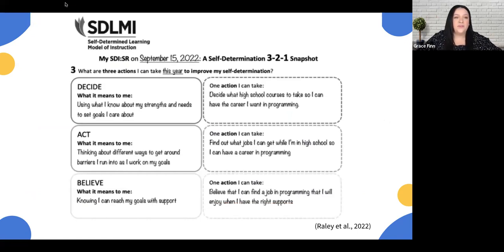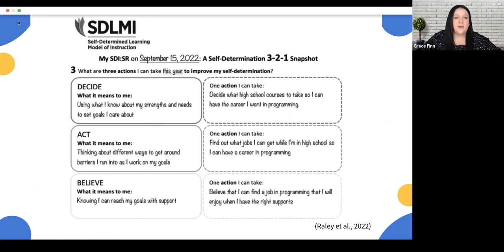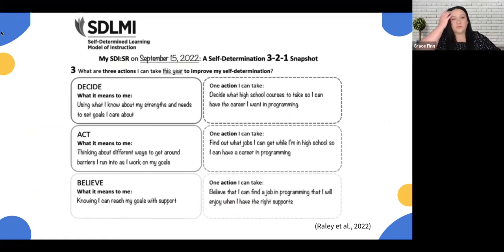So here we have the 3-2-1 snapshot from the SDLMI. Based on the responses from the self-determination inventory student response, Isabella comes up with 3 actions she can take that year to improve her self-determination. Decide. What does that mean to her? Decide to Isabella means using what she knows about her strengths and needs to set goals that she cares about. So an action that she can take is to decide what high school courses to take so she can have the career that she wants in programming. She's already in an after-school club, and that's great because she's getting that experience. But what kind of classes does she need to be in to really strengthen her skills?